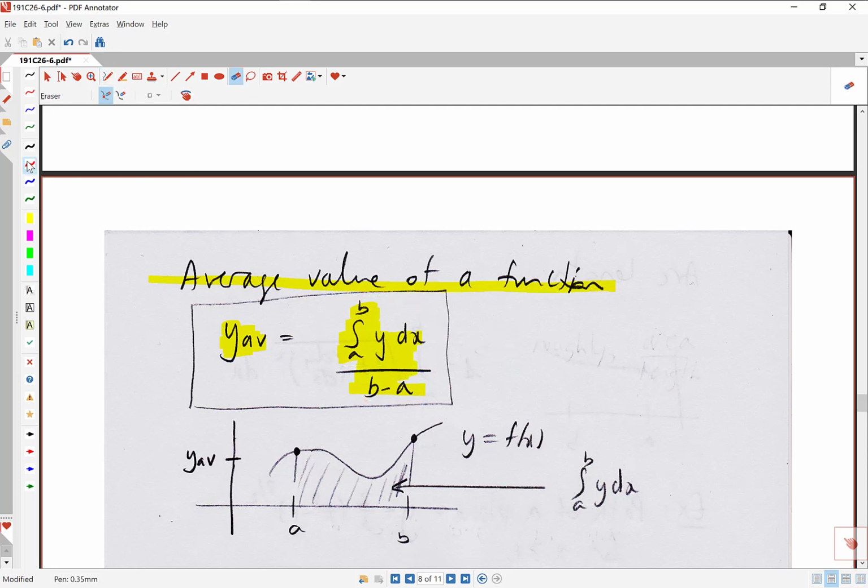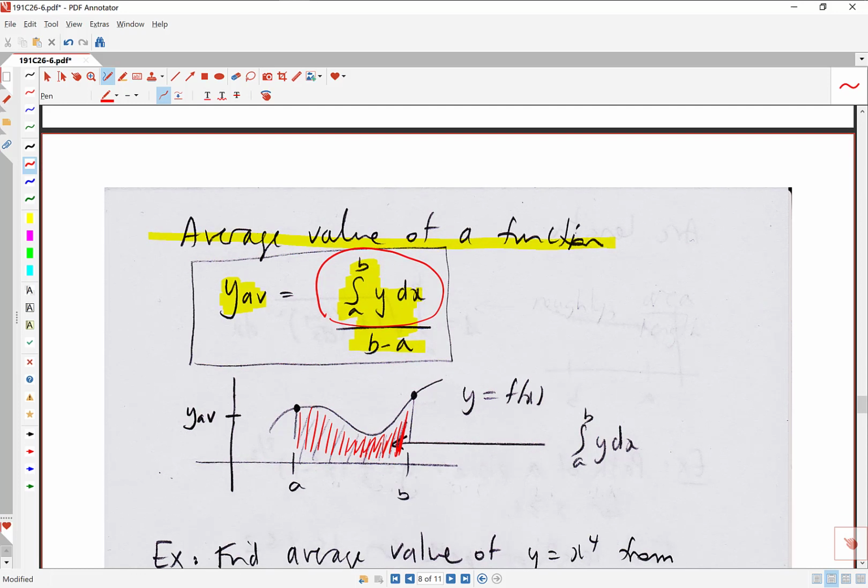Another way to think about it is more geometrically. When you look at the numerator here, when you calculate the integral of y, what you're doing is finding the area under the curve. So the numerator is giving you this area under your curve between those two specific x values, x equal a and b. And so this is giving us an area in meters squared.